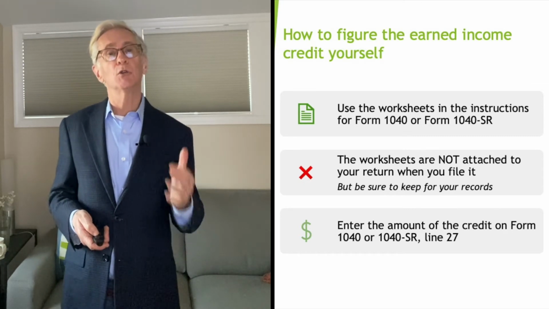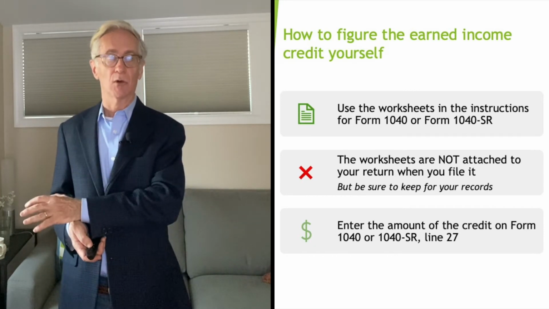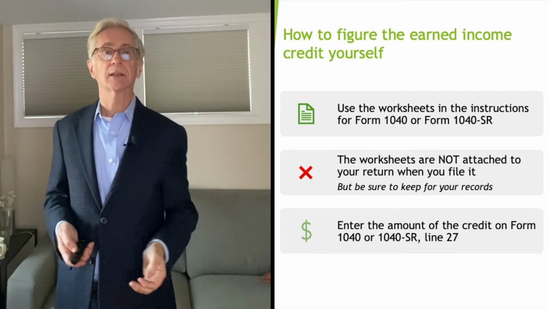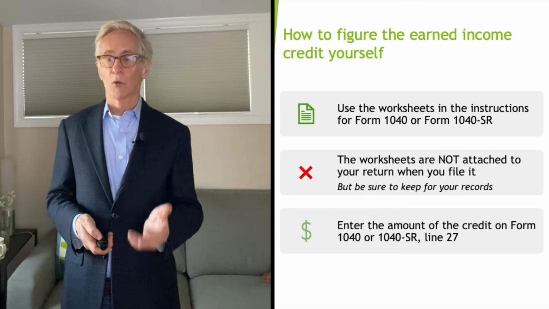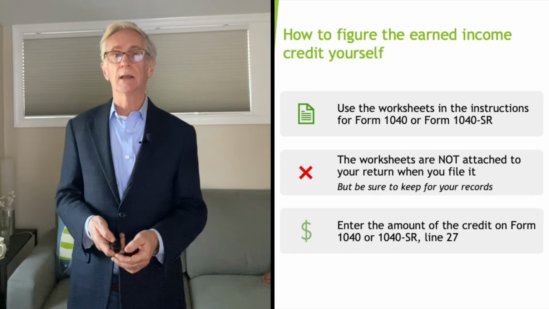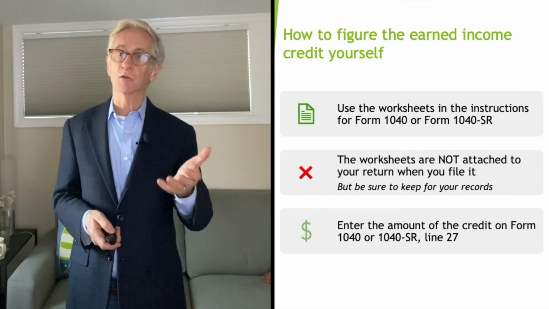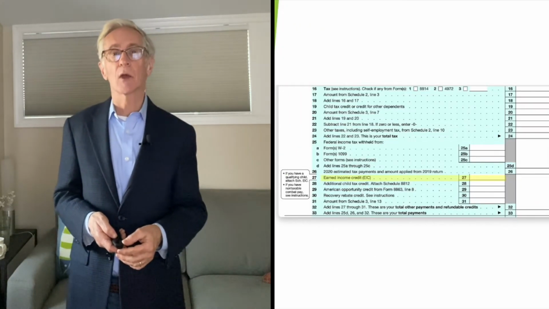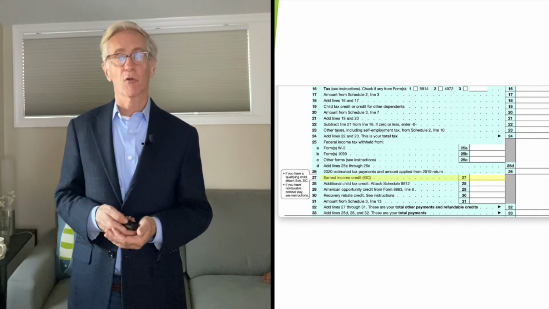And then once you've filled out the worksheet, it's going to take you to the IRS table. You're going to look up the amount of your credit in the table, and then you're going to enter the amount on line 27 of Form 1040 or 1040 SR. It's the same line on both. And here's what that looks like. You've seen this before. Line 27, earned income credit, write in the amount on line 27. That's how you claim the credit.